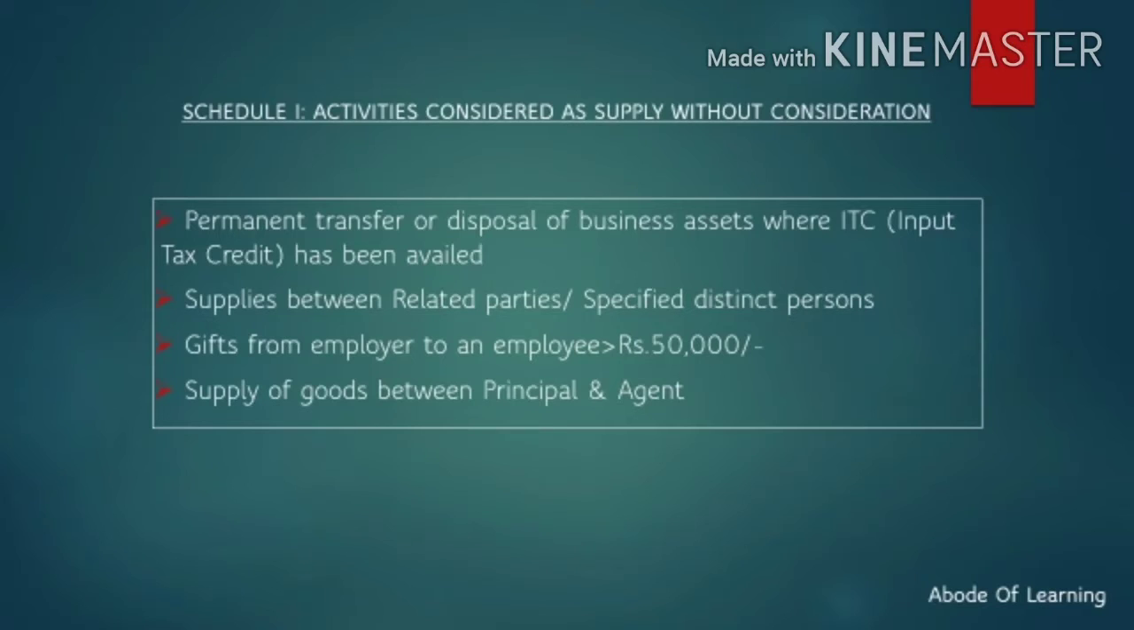Second one is supplies between related parties or specified distinct persons. I'll explain what specified distinct persons or related parties are. Third one is gifts from employer to an employee which exceeds 50,000 rupees. Fourth one is supply of goods between principal and agent. I'll explain one by one what this means with examples.